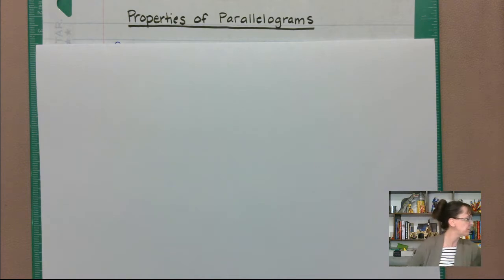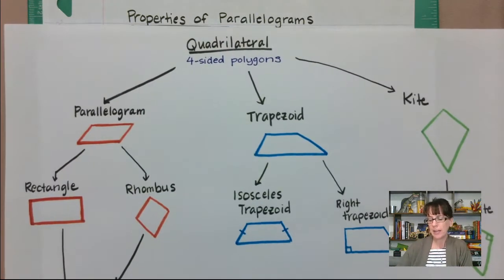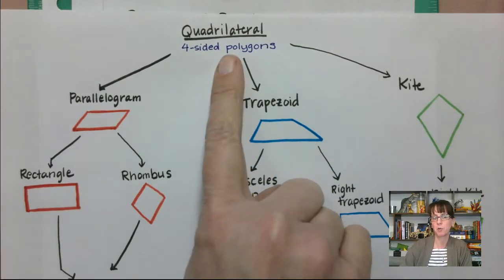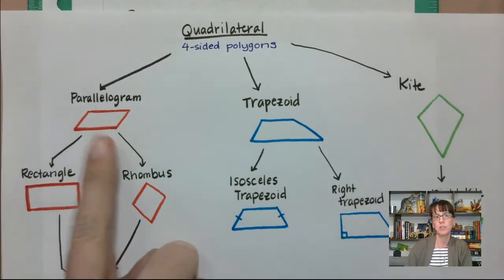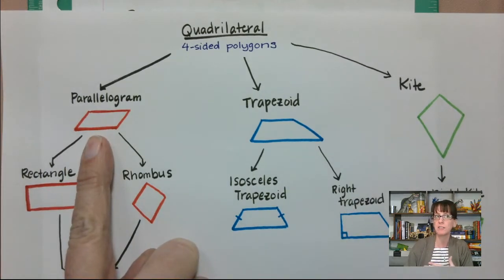Now, just a quick reminder, on our sheet here, quadrilaterals are four-sided figures or four-sided polygons. Some are parallelograms, some are trapezoids, some are kites. We're going to talk today about the properties of parallelograms.